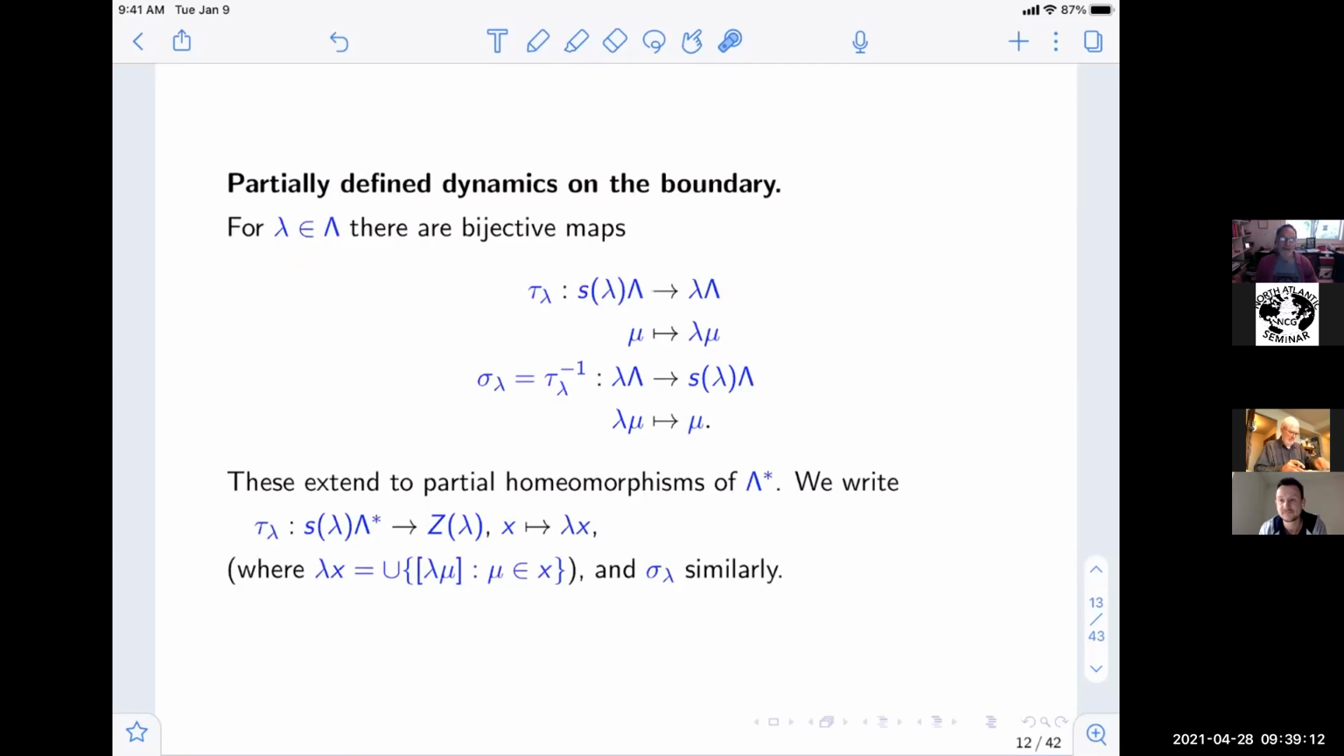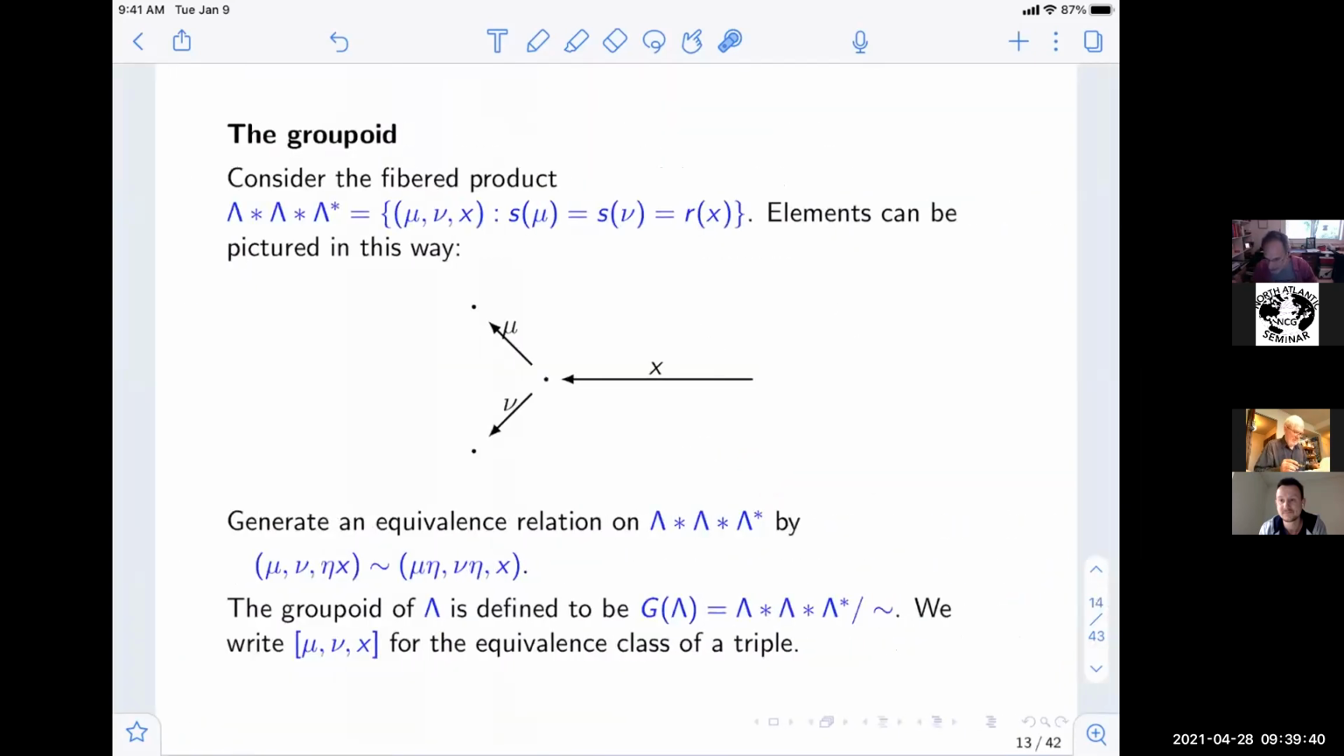So the inverse is also a bijection. And then these extend to partial homeomorphisms of this locally compact Hausdorff space, which we can define the same way. Our notation will be this. So just sticking lambda in front of a directed hereditary set means stick lambda in front of everything in the set and close it up under initial segments. So we get partial homeomorphisms of a locally compact Hausdorff space. It's not so hard to define a groupoid from this.